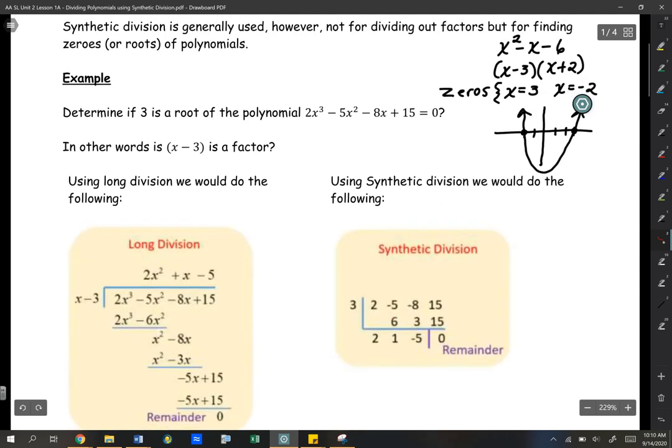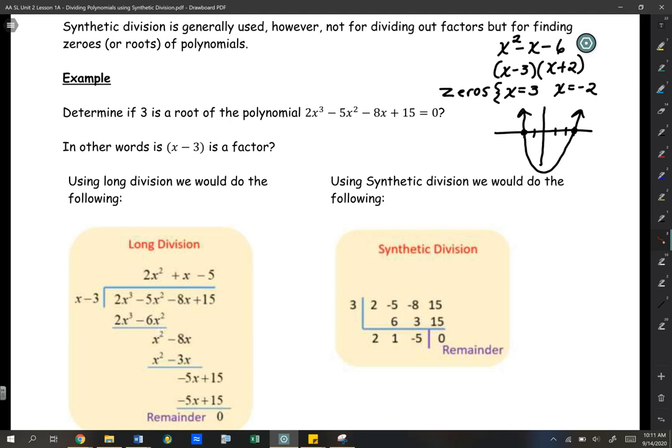So we have an example here and it says, determine if 3 is a root of the polynomial. And we have this big long polynomial and what we're really asking is, is x minus 3 a factor? Well, you could use long division. And you see I have an example here with long division, where we take x minus 3 and we try to divide it into the polynomial and we see if we get a remainder of 0 at the end. And we do. So we know 3 is a root, x minus 3 is a factor.